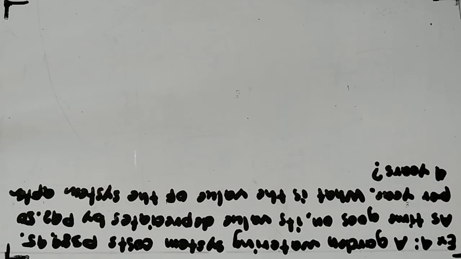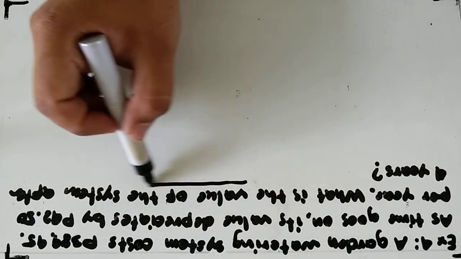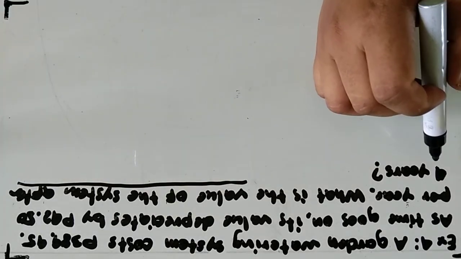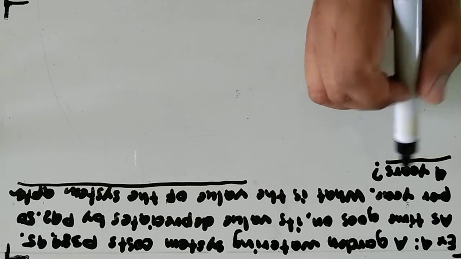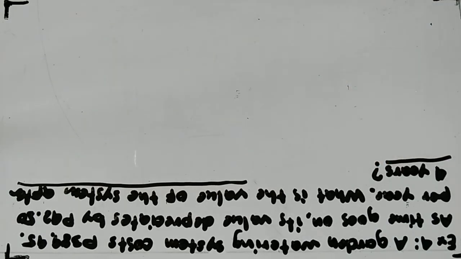Okay. For example number 4, kaparehas nito yung item number 4 dun sa worksheet ninyo. So, yung problem, sabi, a garden watering system costs 389.95 pesos. As time goes on, its value depreciates by 42.50 per year. What is the value of the system after 4 years? So, ang tinatanong sa atin ay ano daw yung value ng system na yon, yung garden watering system pagkatapos ng 4 na taon.